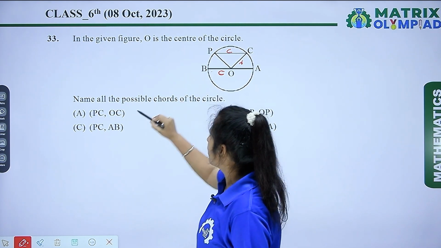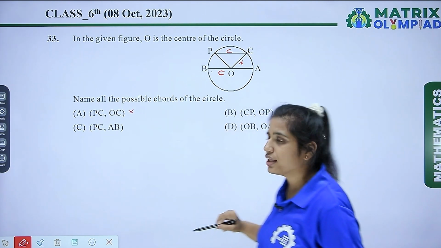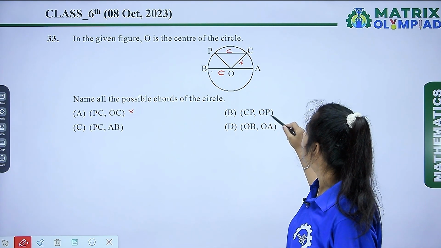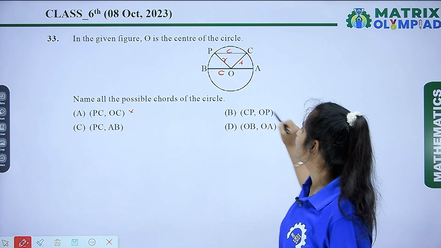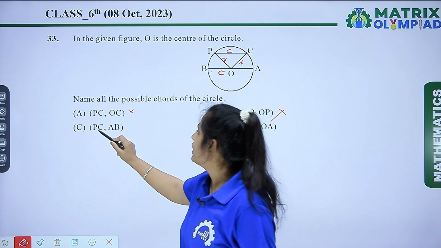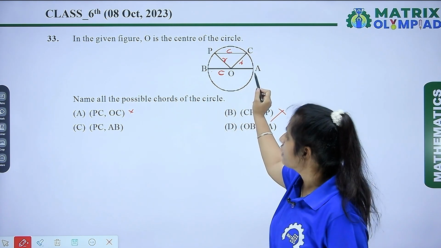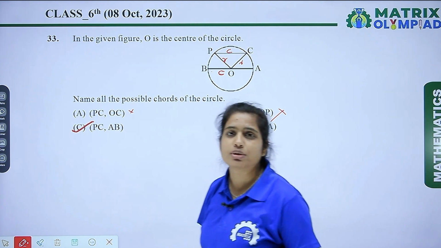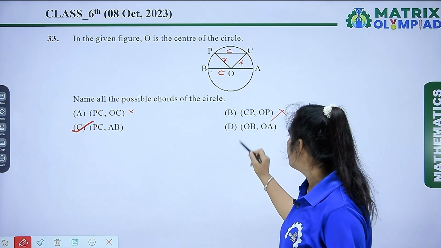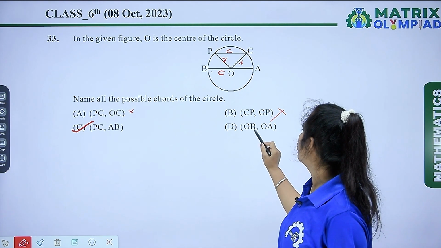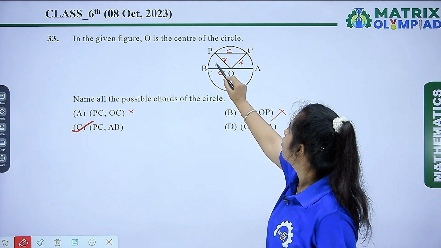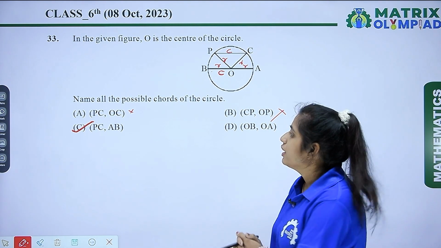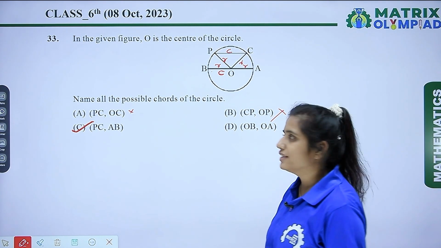तो ये तो हमारे radius हैं, तो ये वाली possible नहीं है, option A. Option B हमारे पास CP, OP है. OP भी हमारा radius है, so this is also not possible. Now let's check PC, AB, PC and AB. These two are possible. So option C is the correct answer. और D को भी एक बार check कर लेते हैं. OB and OA. OB and OA ये दोनों ही आपकी radius हैं. So here option C is the correct answer.